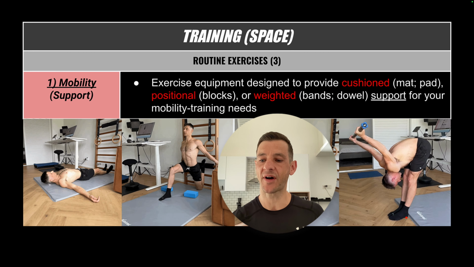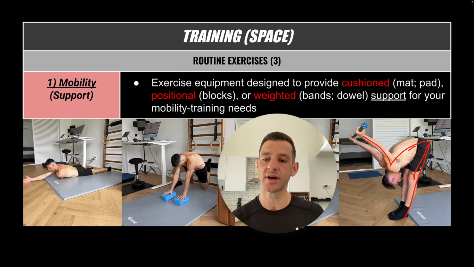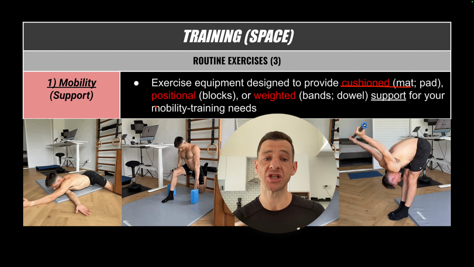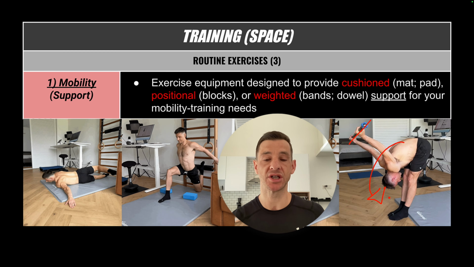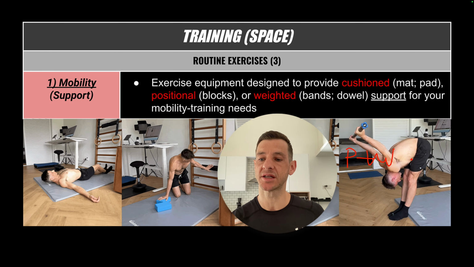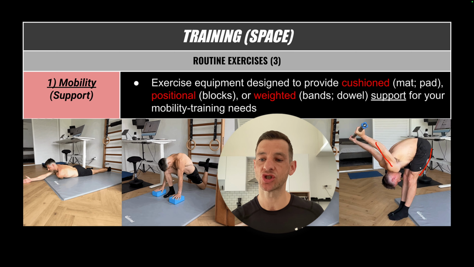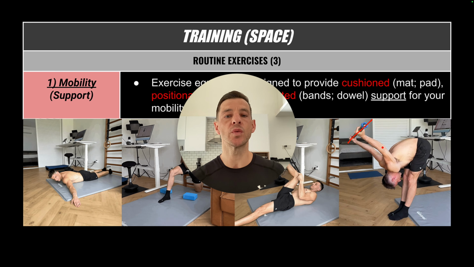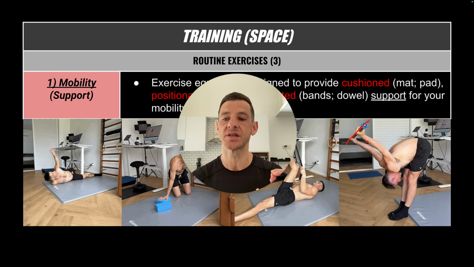Okay, so taking a look at our final exercise, we have the extension hang. This is a hamstring and shoulder extension stretch. Is it a cushion support? No. Positional support? Yes. The weight's actually putting me into position, but it's also weighted. So this is positional plus weighted support to help me improve my hamstring flexibility as well as my shoulder extension mobility. Can I do this stretch with another piece of equipment? Sure. So we shouldn't be attached to the piece of equipment. Rather, we need to understand how the equipment serves the exercise.